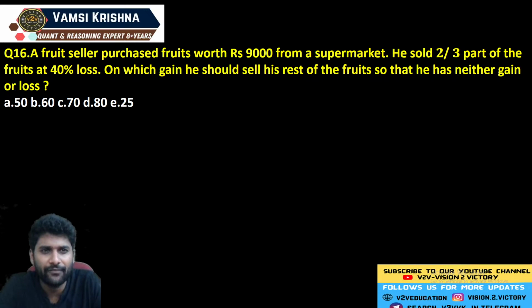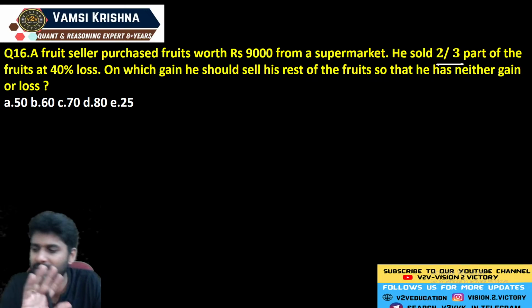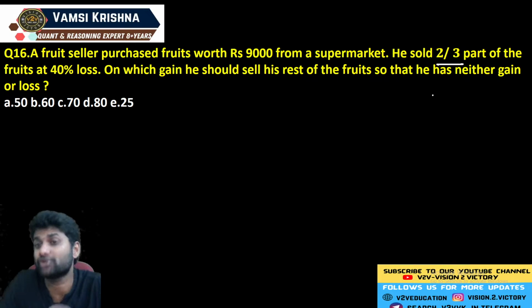See the next question. A fruit seller purchases fruit worth 9,000 rupees from a supermarket. He sold two-third part of the fruits at 40% loss. At what gain should he sell the rest of the fruits so that he gets neither loss nor profit? Guys, if you know the concept of alligation and mixtures, then you can save your time. Let us assume in this way.